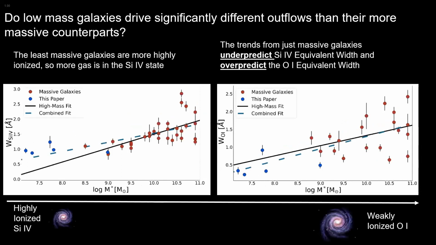And so we can use these parameters to also benchmark our simulations, and this gives us interesting results because now we're able to actually quantifiably say how much more gas is in a particular ionization state of the outflow for galaxies at the lowest mass ranges.